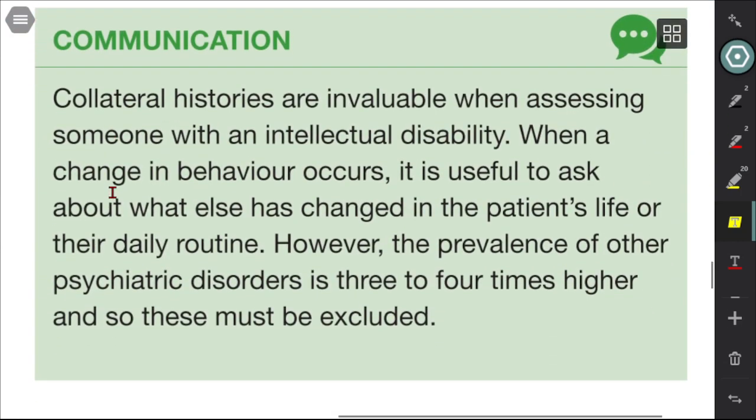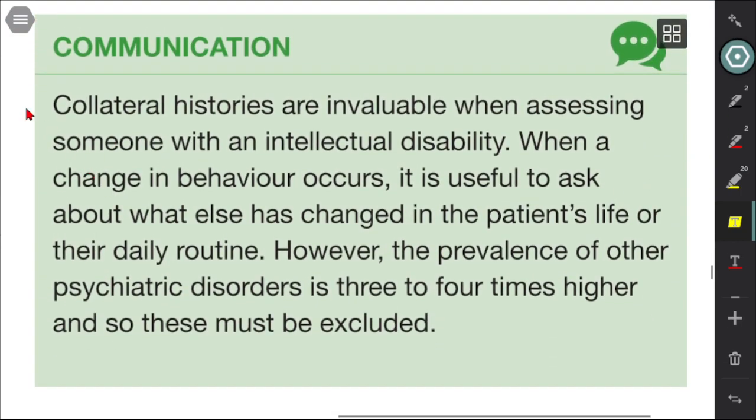Communication tip. Collateral histories are invaluable when assessing someone with an intellectual disability. When a change in behavior occurs, it is useful to ask about what else has changed in the patient's life or their daily routine. However, the prevalence of other psychiatric disorders is 3 to 4 times higher, and so these must be excluded.